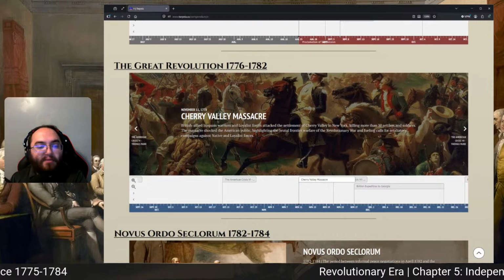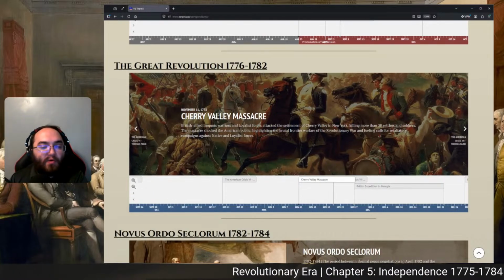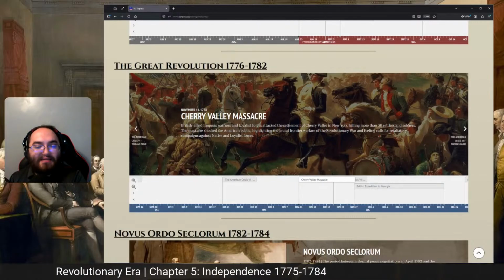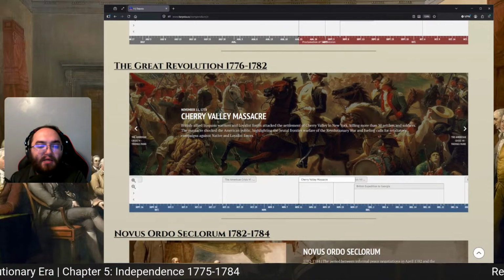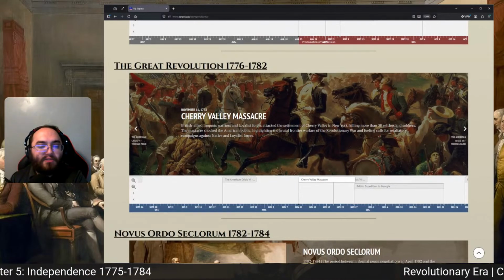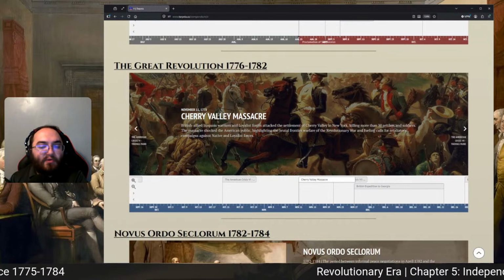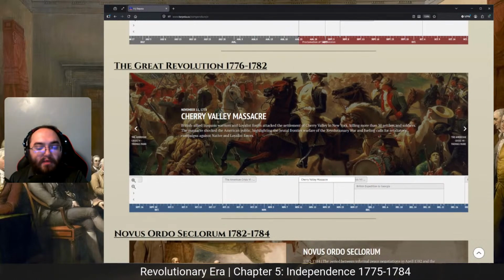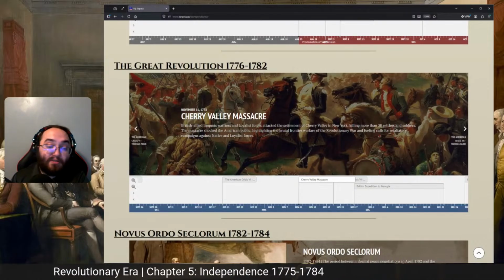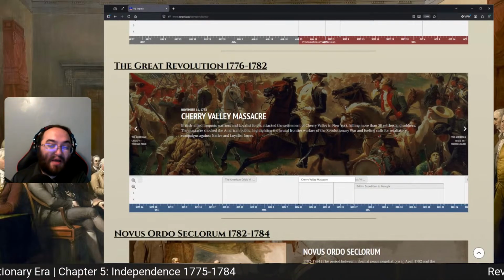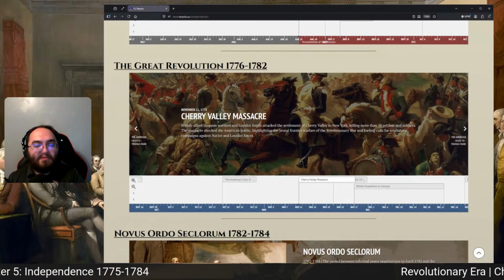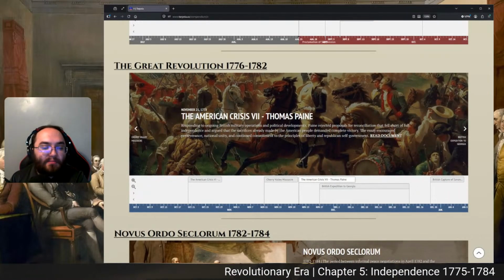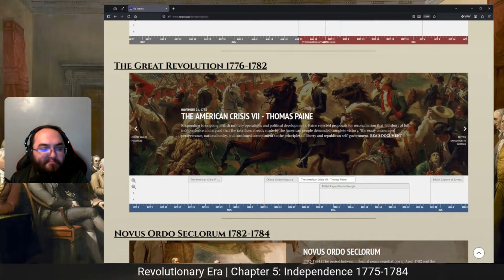At the Cherry Valley Massacre, British allied Iroquois warriors and loyalist forces attacked the settlement of Cherry Valley in New York, killing more than 30 settlers and soldiers. And so a number of these massacres will galvanize the Americans, and the Americans will do some massacres back against the Native Americans. You have the American Crisis Number 7 by Thomas Paine.